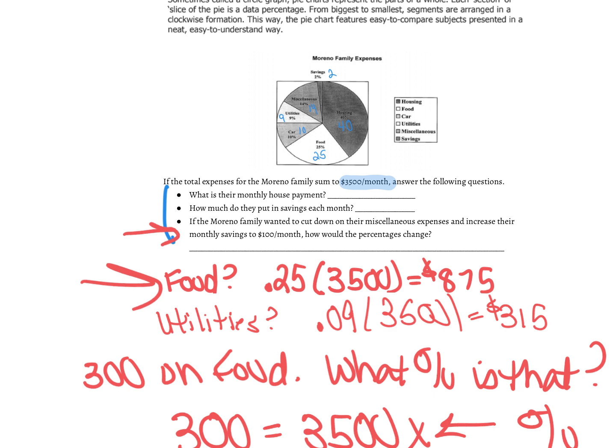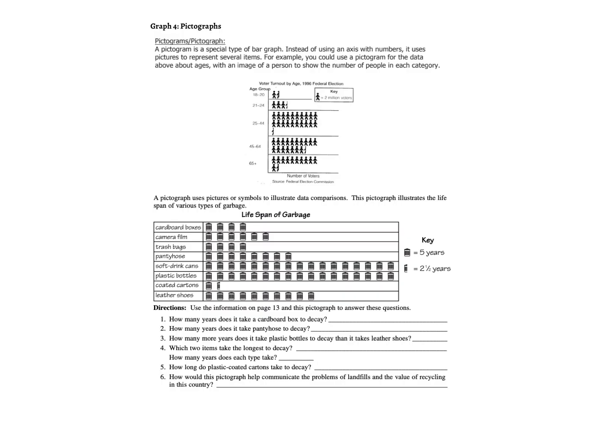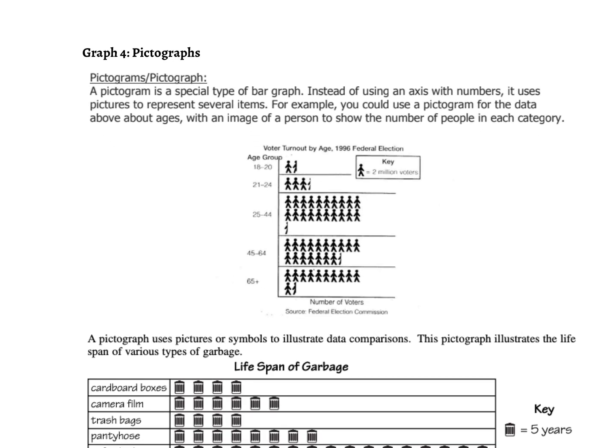So I also want you to answer these questions before you go ahead and submit it. That's going to be part of your homework as well. And now we have one more type of graph. Okay, a pictograph, right? A pictograph is just basically uses pictures to represent several things. It could be ages, people, that kind of thing.